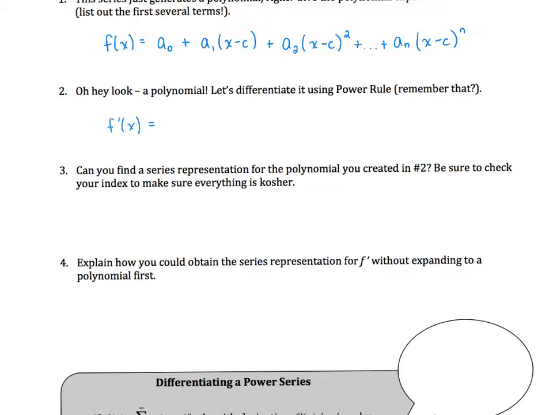So in this case, f prime of x is going to be the sum of n times a_n times (x minus c) to the n minus 1. Fantastic. Now, the only thing we need to check is the index. In other words, we're starting at n equals what? Our function f started at n equals 0, but we do get a little bit of weirdness here if n equals 0.